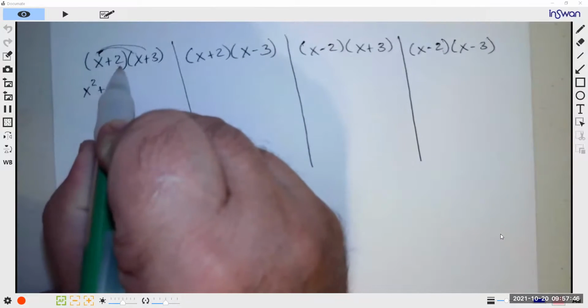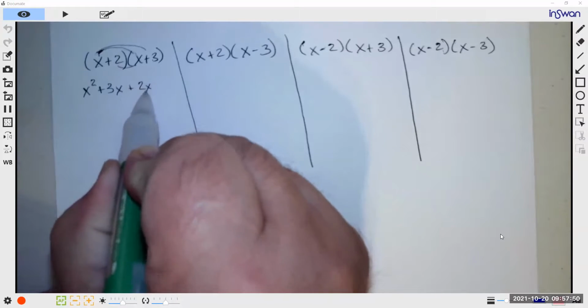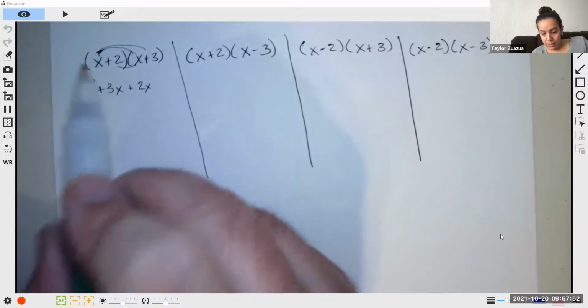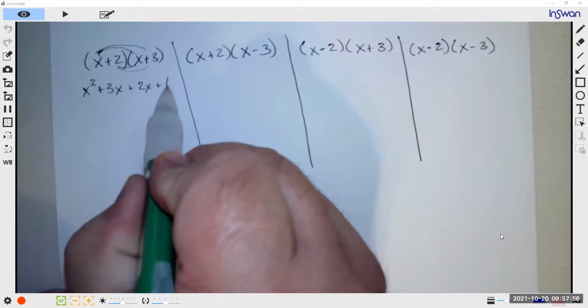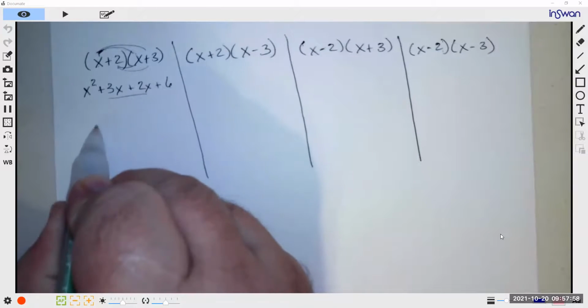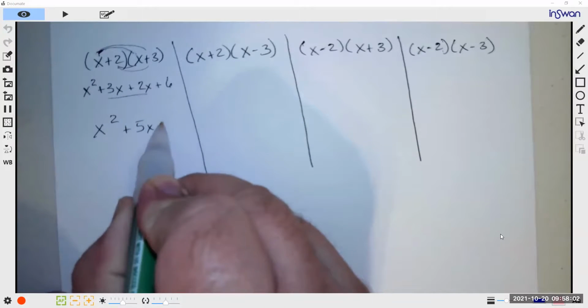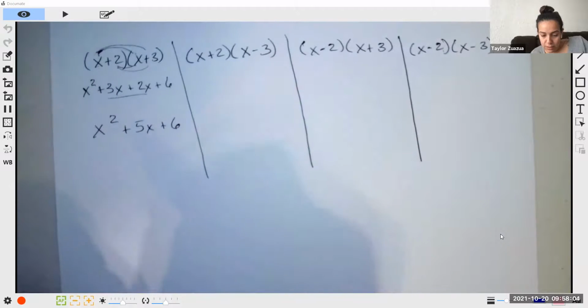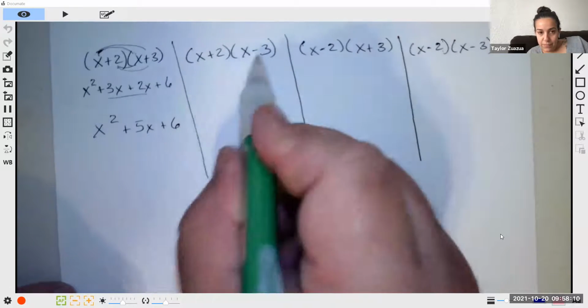Now the second one. Positive, positive is a positive. 2 times X is plus 2X. And then plus 6. Positive, positive is a plus 6. Combining like terms, we get X squared plus 5X plus 6. Okay, do the next one.